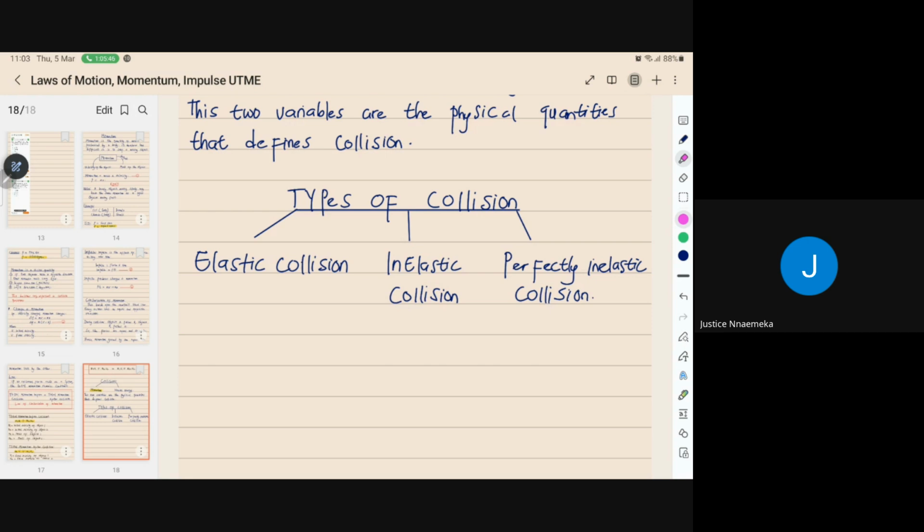Have you seen that kind of accident before? When a car plunges into another one and the car sticks inside, right? So that's what happens here. When they stick together, both of them now move with the same velocity. That is what we regard as perfectly inelastic collision. They stick together. So once they're sticking together, you're talking about perfectly inelastic. Do you understand what I'm saying?